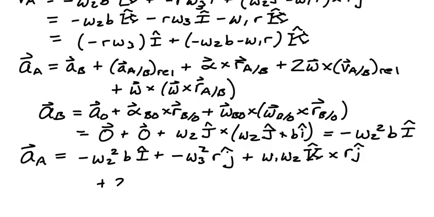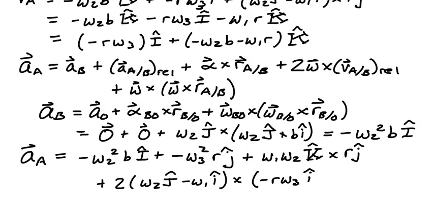I'm going to add to that 2 times omega, which we said was omega 2. Let me just double check here that I have my omega right. Omega 2 in the capital J minus omega 1 in the little I. And I'm going to cross that with V of A with respect to B rel, which we said was minus r times omega 3 in the little I.